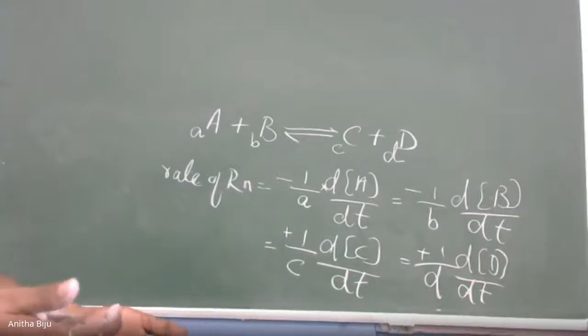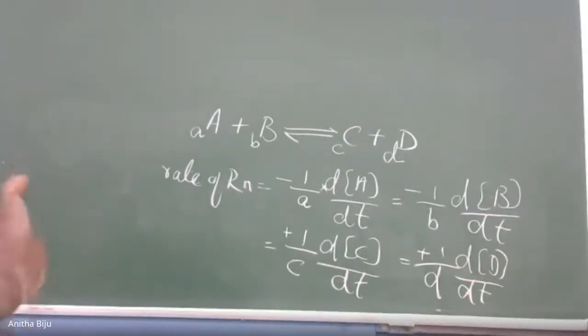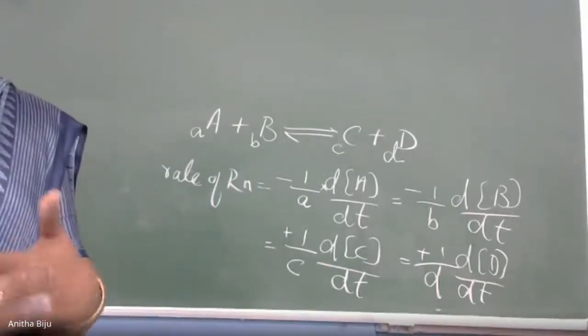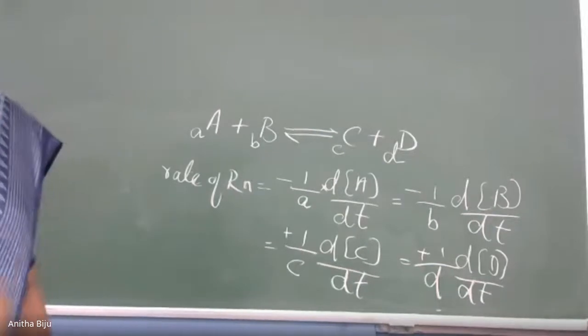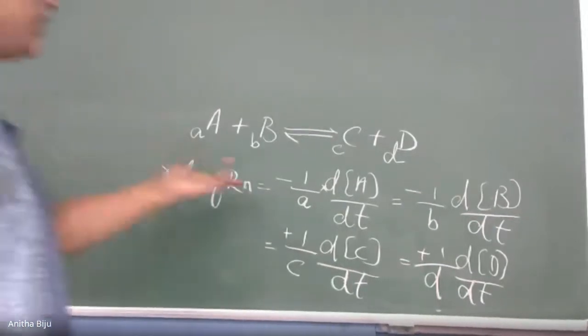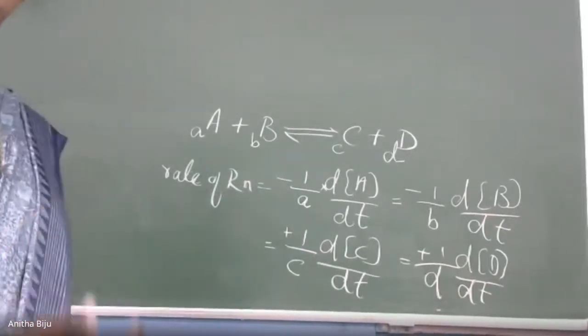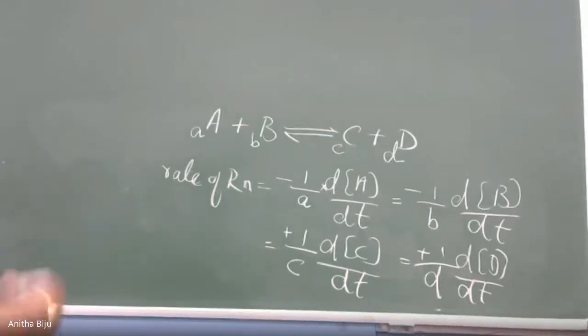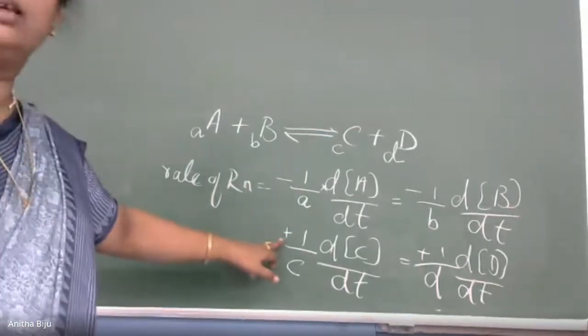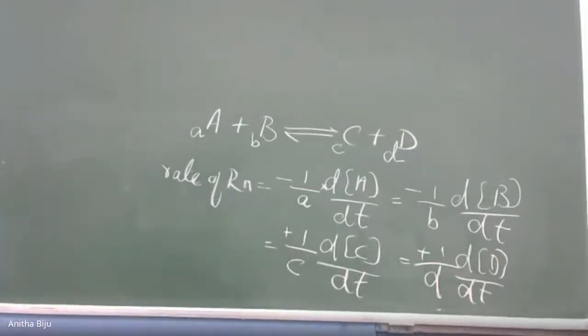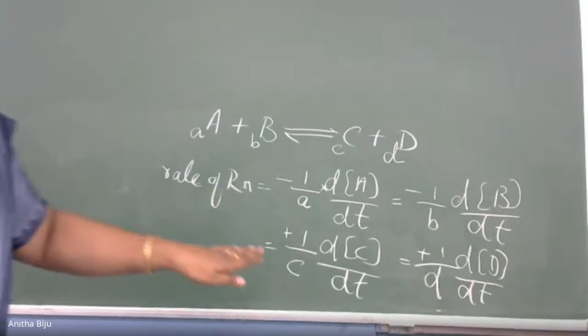The negative sign represents that as time goes on and the reaction proceeds, when the rate is related to reactants, there is a decrease in the concentration of reactants. So the negative sign indicates a decrease in concentration. Similarly, in the case of a product, as the reaction proceeds, the concentration of product goes on increasing. The plus sign indicates an increase in concentration. I hope it is clear to you.